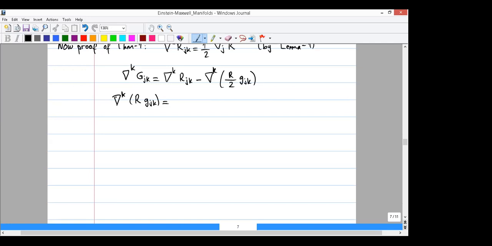So if I apply this covariant derivative to this product, scalar curvature times the metric, what I'm going to obtain is ∇^k R g_jk plus g_jk ∇^k R. We know this is 0 due to metric compatibility. And so we can also raise and lower the index of the covariant derivative, so that becomes ∇_j R.